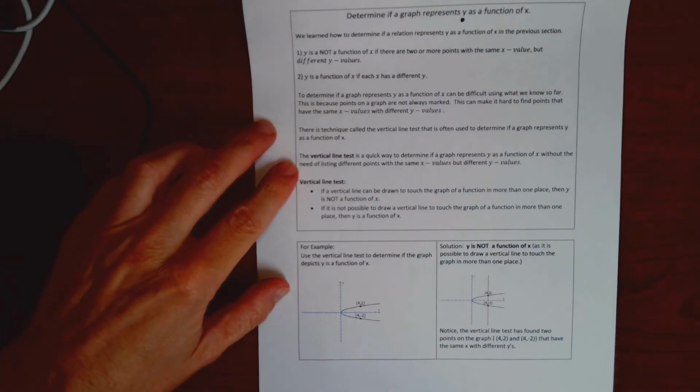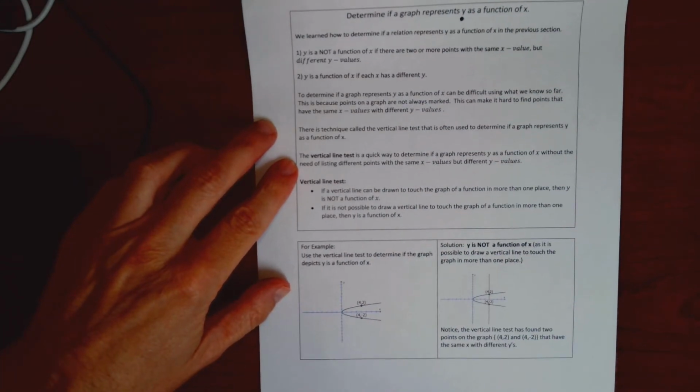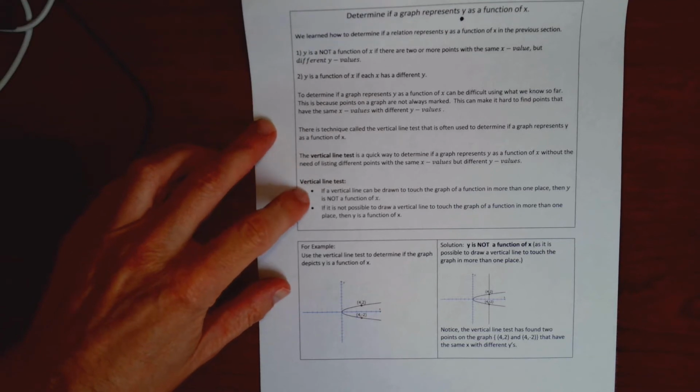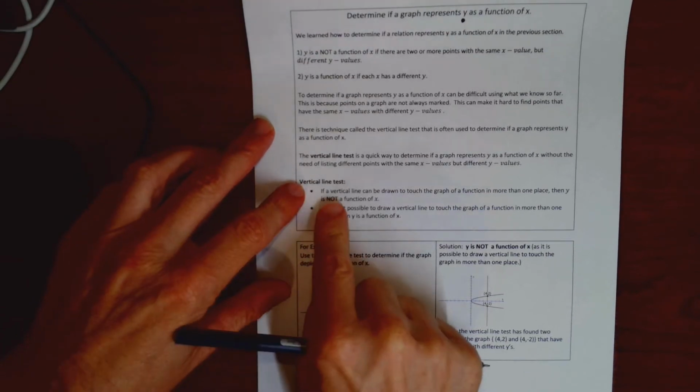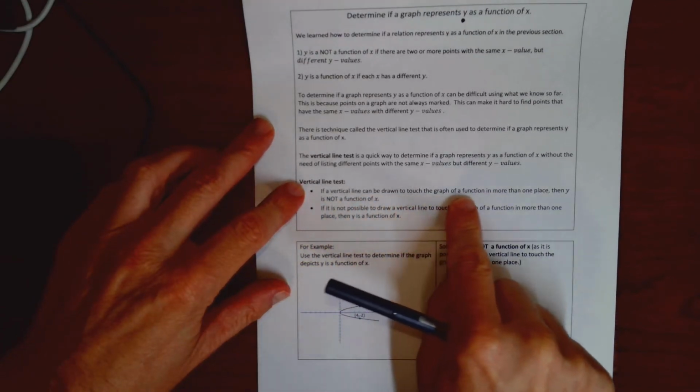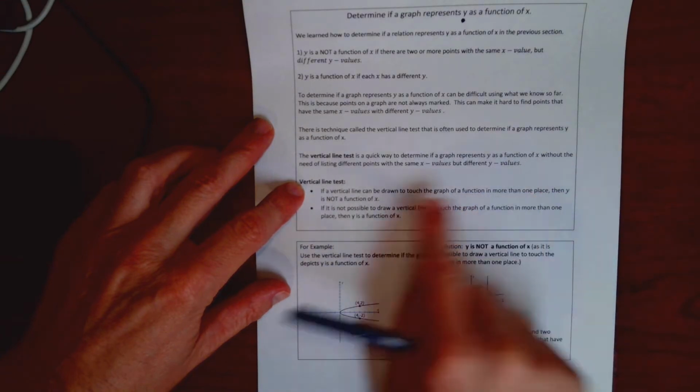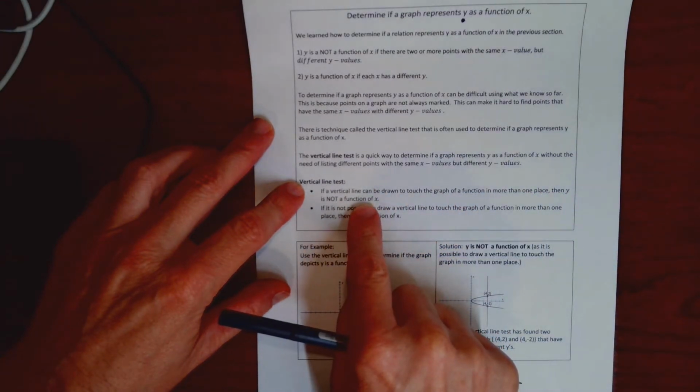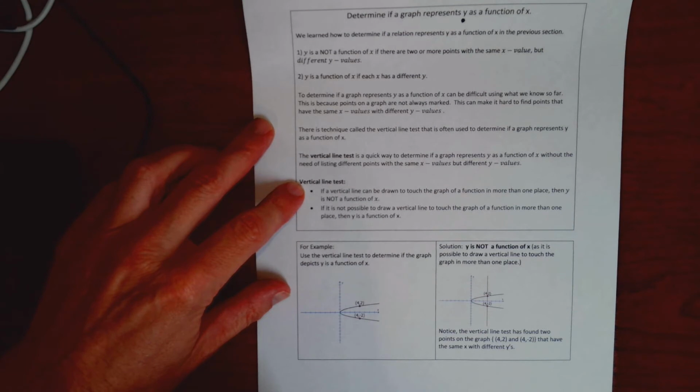If I'm given a graph and I'm asked to determine if y is a function of x, if a vertical line can be drawn to touch the graph of the function in more than one place, then y is not a function of x. So rather than looking for 2 points that have the same x value, if I'm given a graph of a function and I want to determine whether y is a function of x or y isn't a function of x, I do the vertical line test.